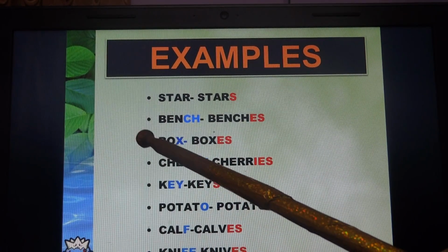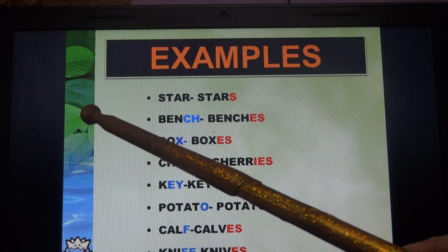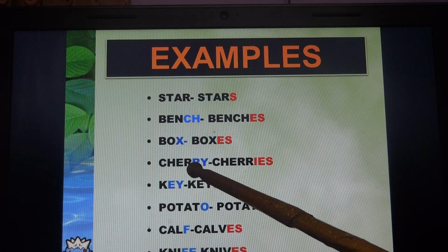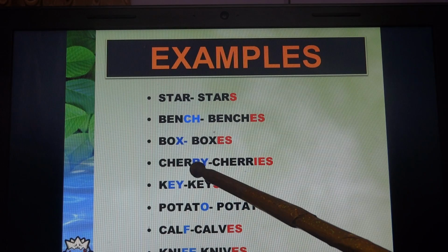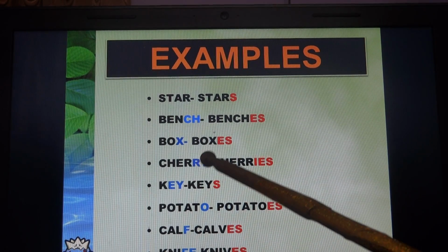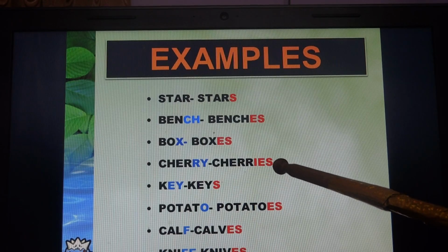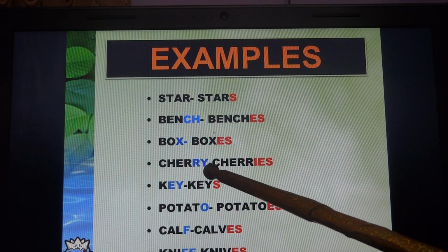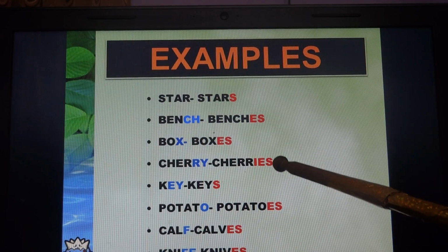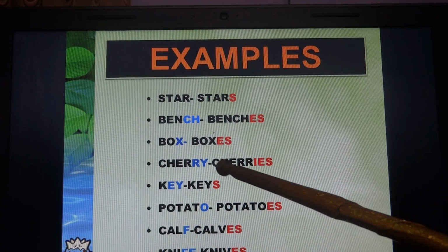The next rule says that nouns ending in y preceded by a consonant. Now this word is ending with y and it is preceded by r, that means just before the y there is a consonant. So such words are changed by adding ies and removing y from it. We will remove y and we will add ies to convert it into plural.